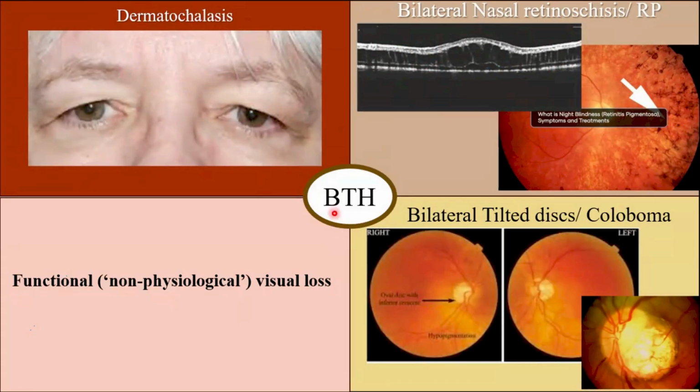So the differential diagnosis of bitemporal hemianopia. We also have bilateral nasal retinoschisis and retinitis pigmentosa, or bilateral tilted discs and coloboma, and you should say bilateral. Plus, it could be something functional, non-physiological visual loss, or nasal photocoagulation, okay. But it should be bilateral and nasal. Nasal when we are describing something related to the posterior segment. But if we are describing a lesion anterior, it should be in the same direction. It should be lesions in the temporal aspects, because the inverse relationship we talked about occurs after the nodal point.